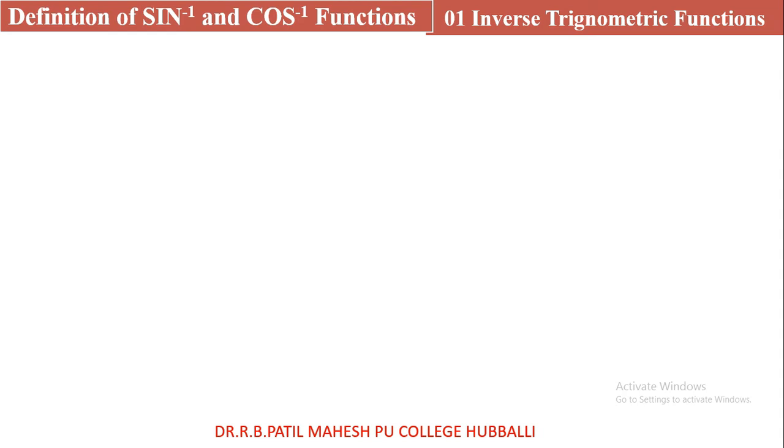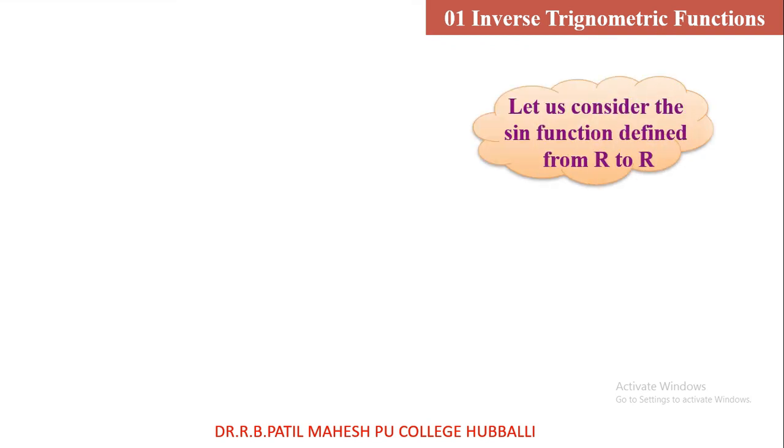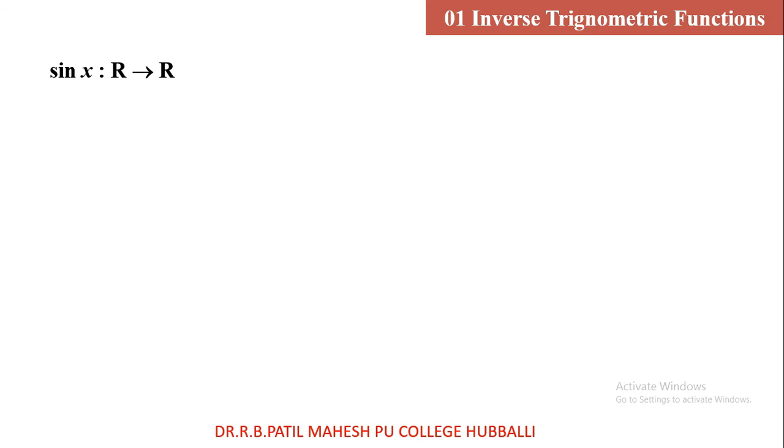Then the definition of sine inverse and cos inverse functions, because we are talking about the inverse of sine, inverse of cos, inverse of trigonometric functions. So the notation is sine inverse, cos inverse. Let us have the discussion on that. Let us consider the sine function defined from R to R. It is the original sine function from R to R. Sin x from R to R is a function. The graph of f of x equal to sin x is shown.